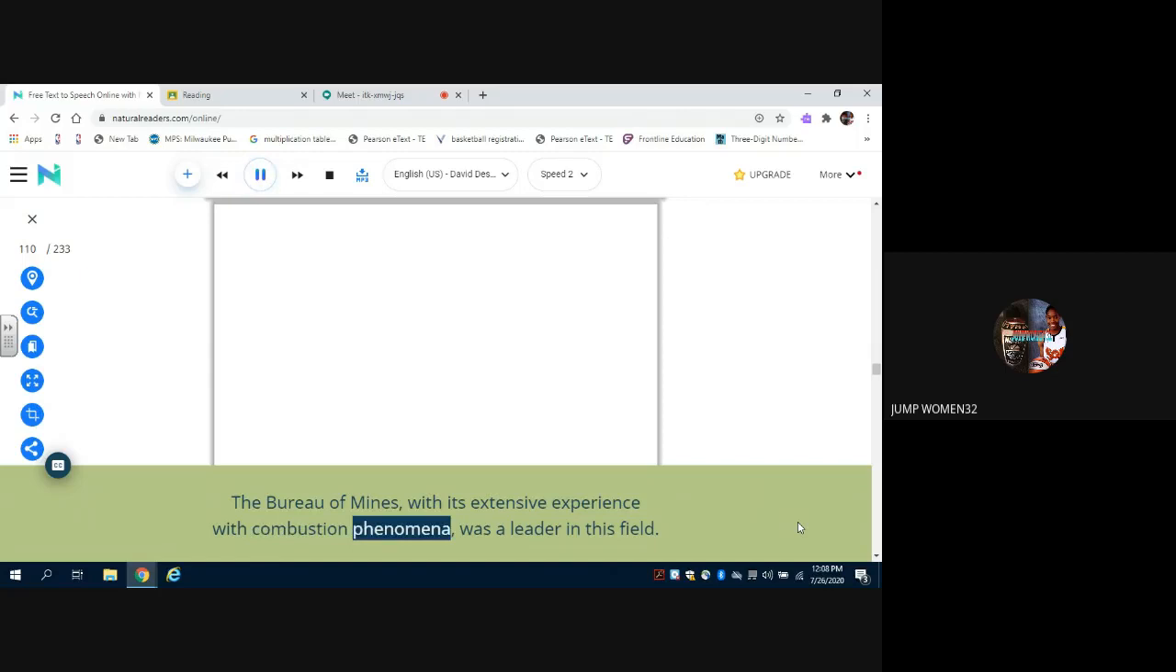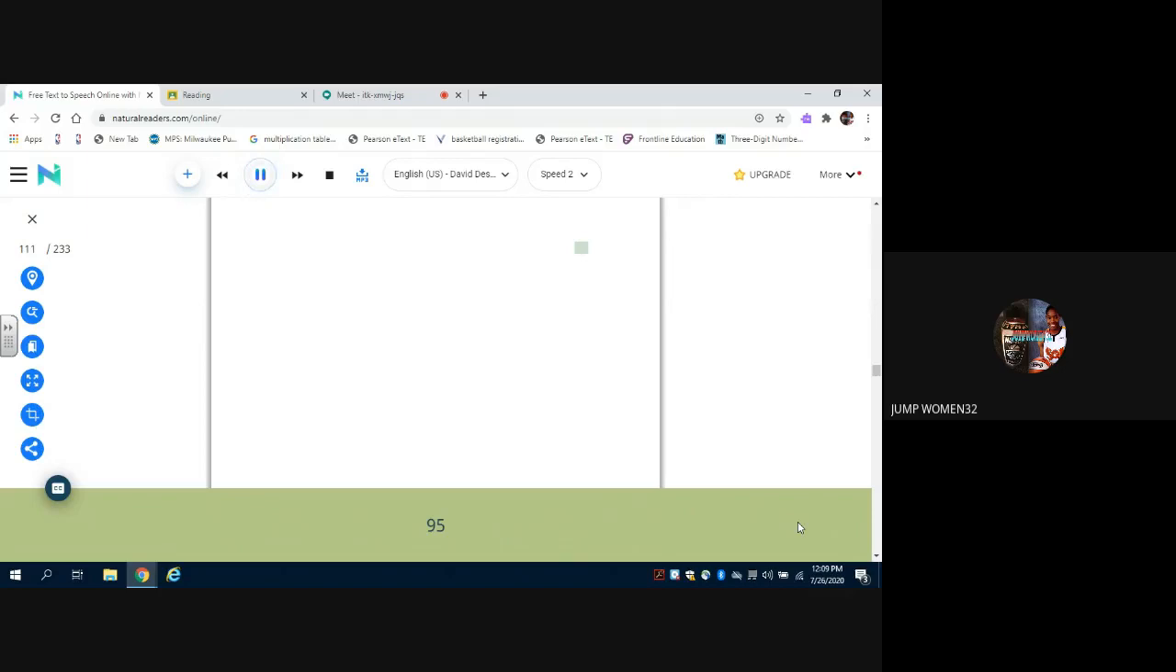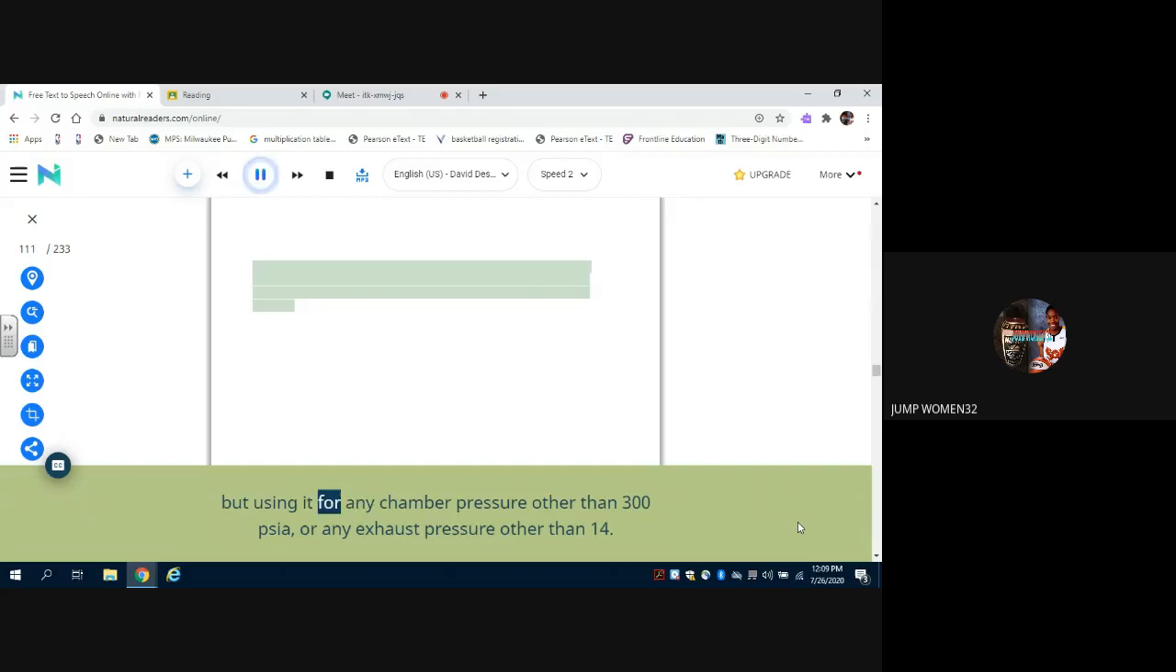A more general but less informative method was developed in 1949, by Hoddle, Satterfield, and Williams at MIT. This could be used for practically any combination in the Chance system, but using it for any chamber pressure other than 300 psia, or any exhaust pressure other than 14.7, was an involved and messy procedure.